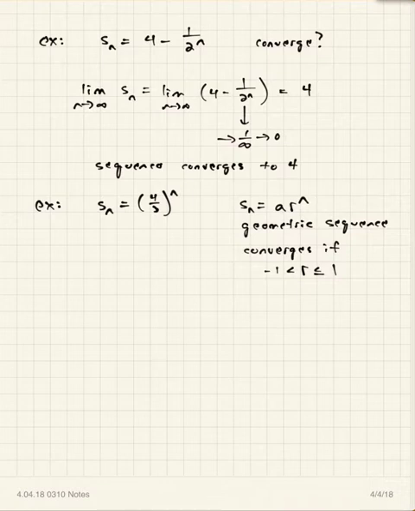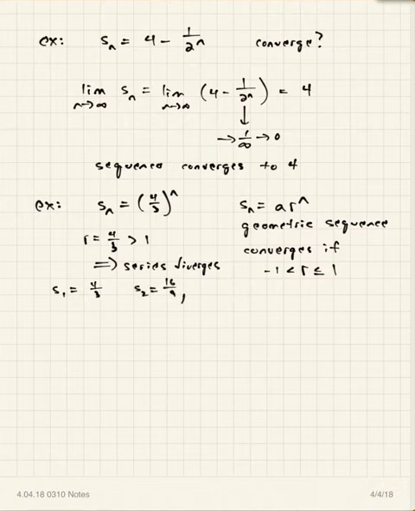In this particular problem, you could look at this a couple of different ways, but what's r here? r is 4/3, which is bigger than 1. And so what that implies is that the sequence diverges. That's also really easy to see if you simply list out some of the terms, right? S sub 1 is 4/3. S sub 2 is 16/9. S sub 3 is 64/27, and so on.